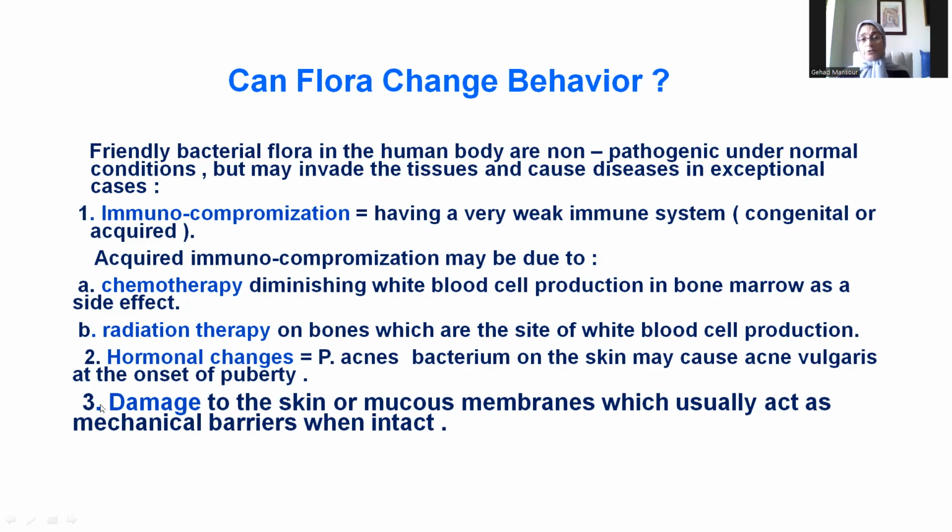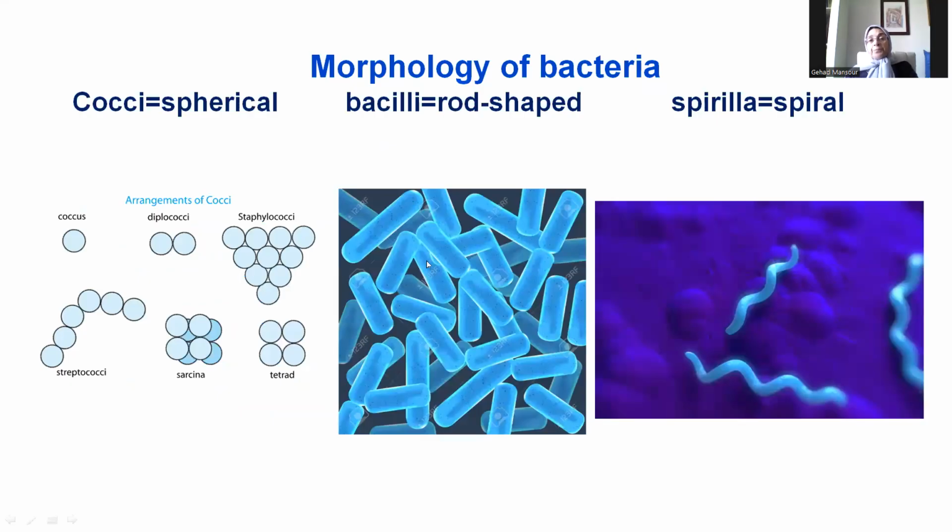The last factor here that encourages friendly flora to be converted into pathogens is any injury, even a minor superficial injury or a minor abrasion in the skin or in the mucous membrane, which can result in entry of the microbe into the blood or into the tissues and cause infection.